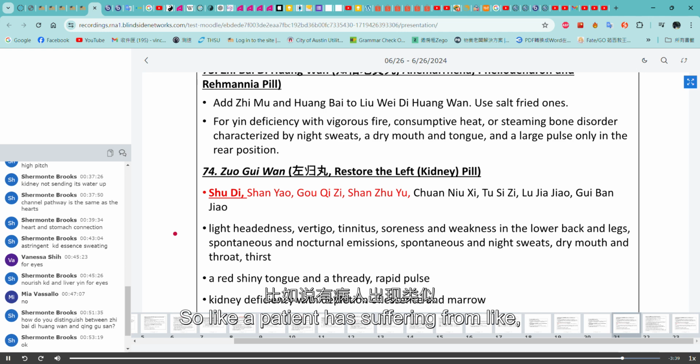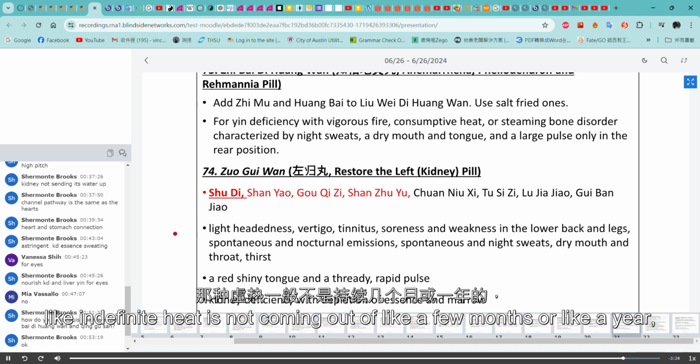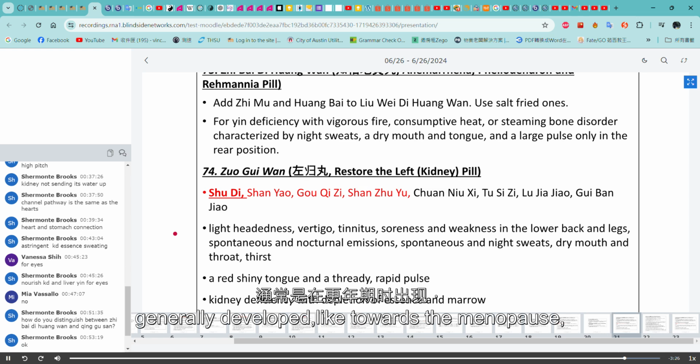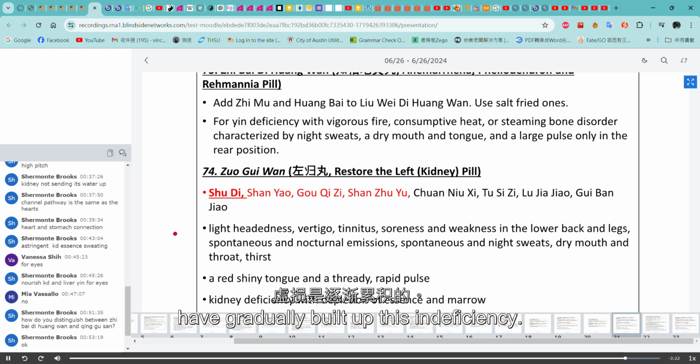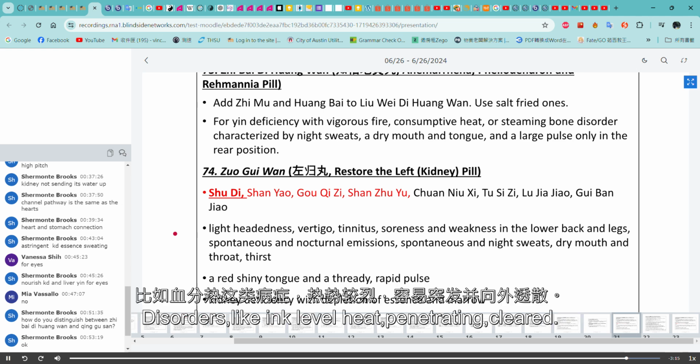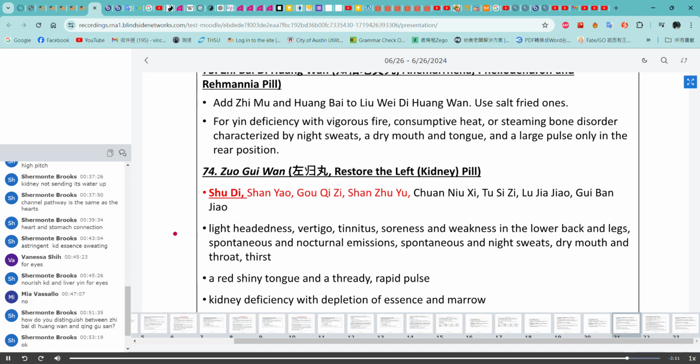So a patient suffering from G by D1, like insufficient heat is not coming out for a few months or like a year, right? It's usually late 50s, 60s, generally developed towards the menopause, gradually building up this insufficiency. Whereas Chingusan is more like steaming bone disorders, like in level heat penetrating quickly to the in level, so more acute.